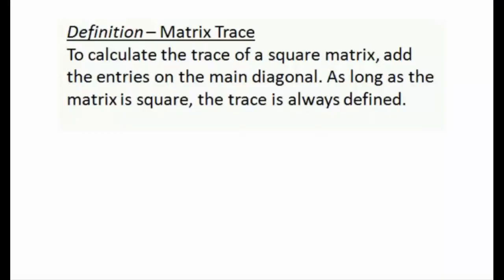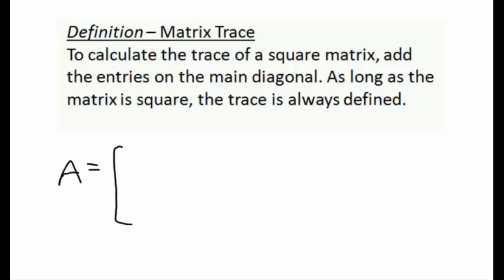Couple more operations that we can do on our matrices. The first one that I want to talk about is something called the trace of a square matrix. Now remember, in the last lesson we talked about something called the main diagonal of a square matrix. In order to calculate the trace of a square matrix, we're going to add all of the numbers that are on the main diagonal. And as long as we have a square matrix, the trace is always going to be defined.